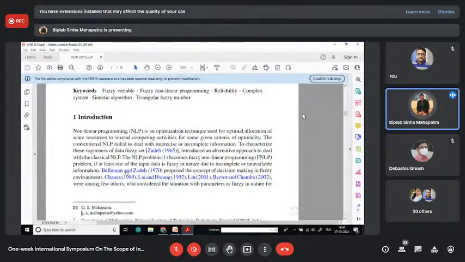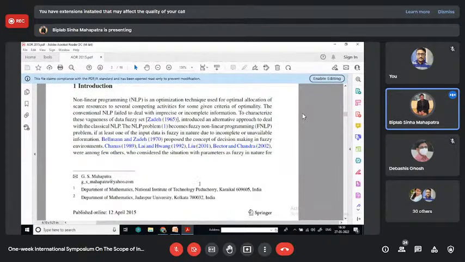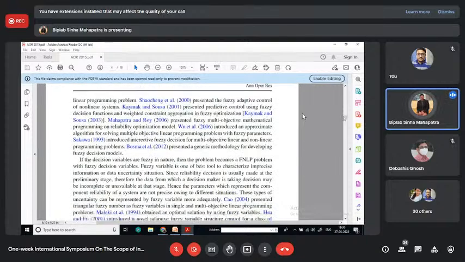Next, please look at this. The affiliation is given here. Author one is affiliated to the National Institute of Technology, Pondicherry. This is the Department of Mathematics, Jadavpur University. Since I conducted my research in Jadavpur University, that is my affiliation, and it is published on 12 April 2015. This journal has the publisher Springer. Springer is a renowned publisher, as you all know. So this is the literature review.